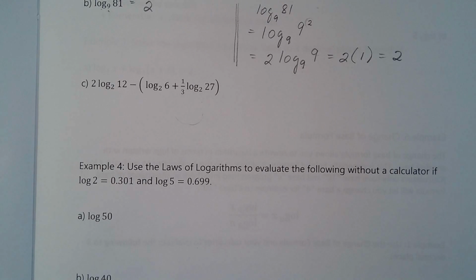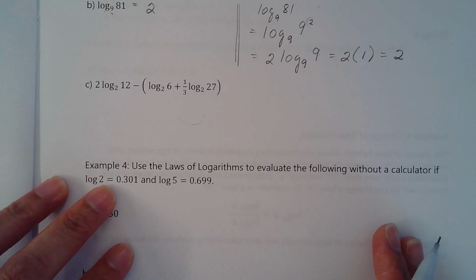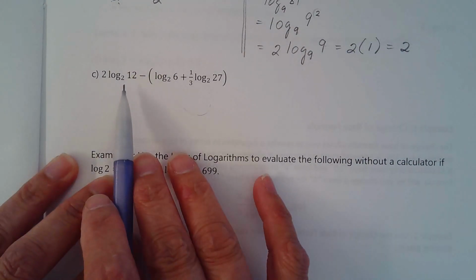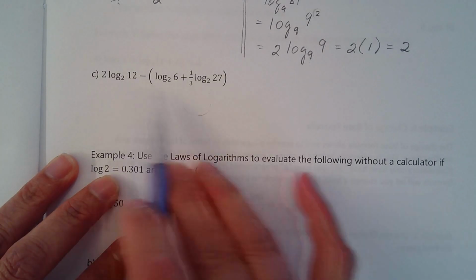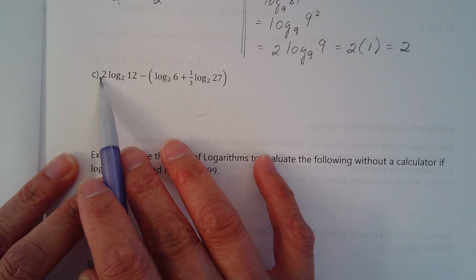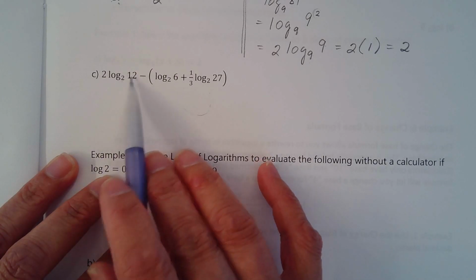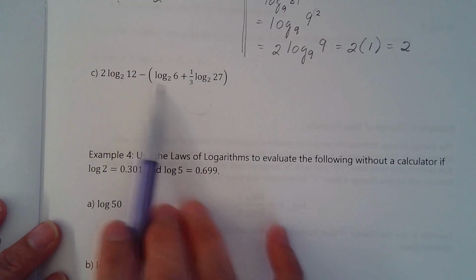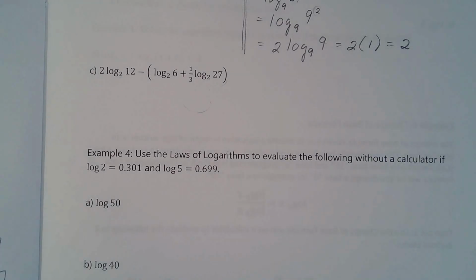So far, so good. Let's see if we could figure this out. So all of these are base 2, which is nice. I see that it's going to be 2 log 12 base 2 minus all of that. Okay, so what can we do?